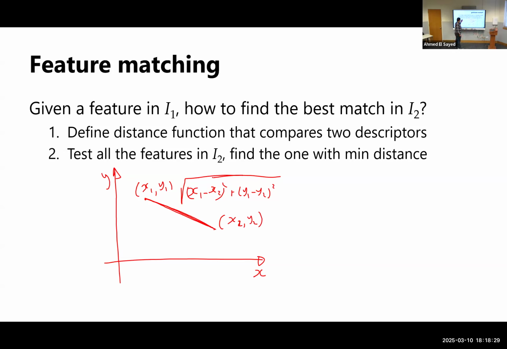What if we have 3D? The question would be, what is the equation of the distance in 3D?